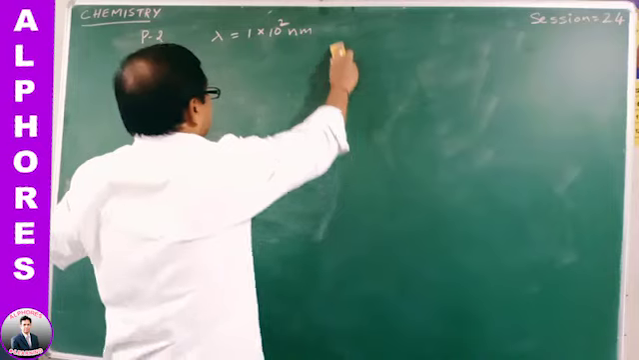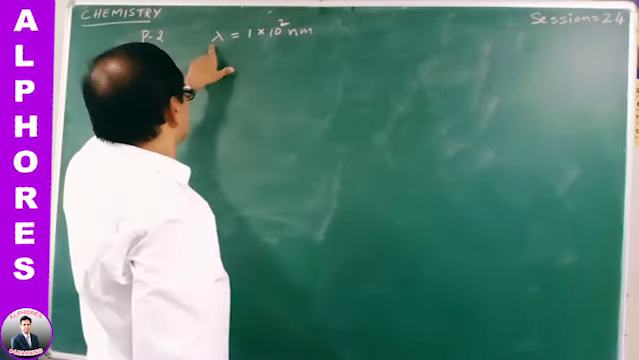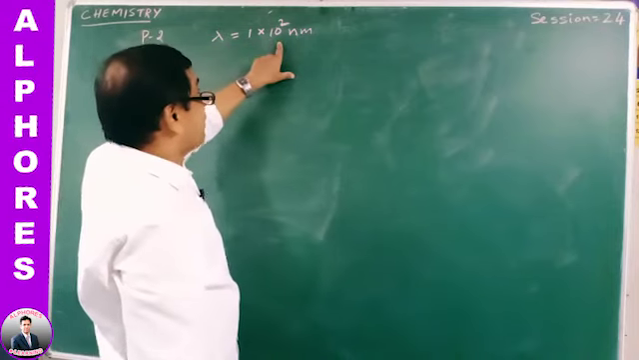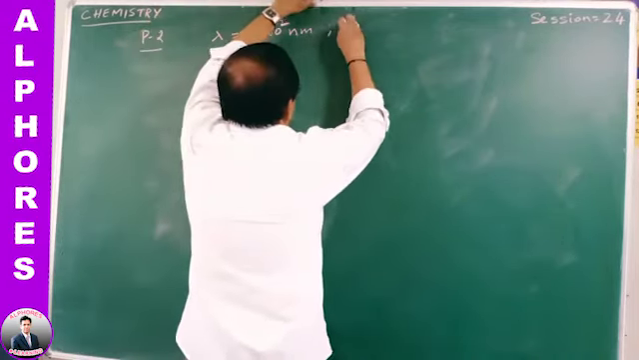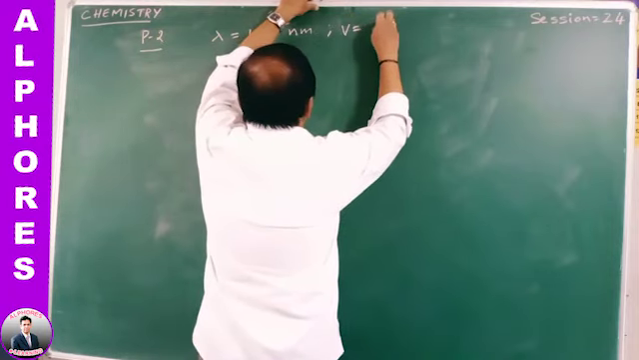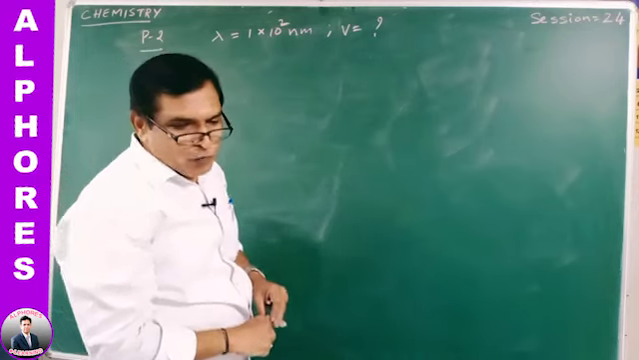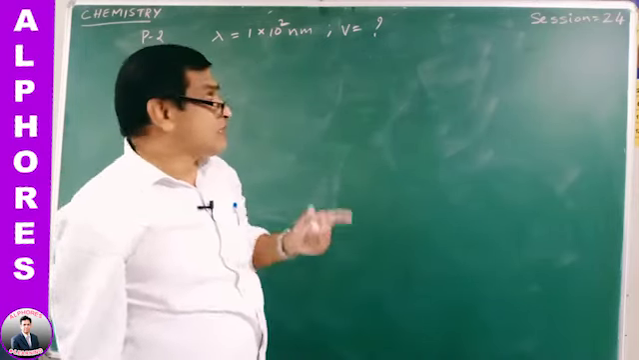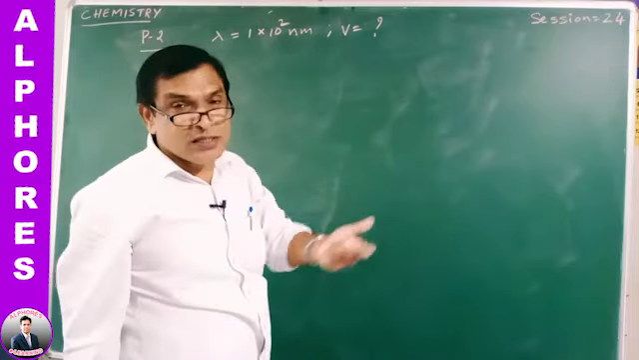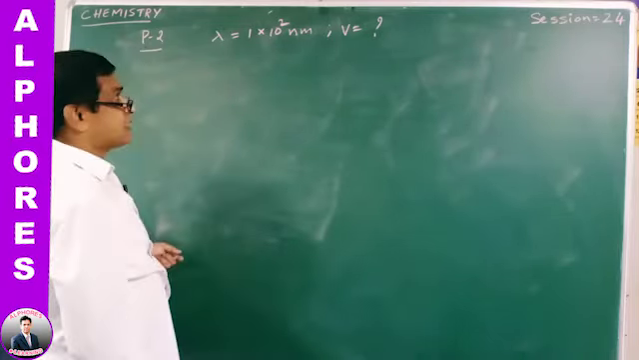Why do we require options? De Broglie's wavelength is given. We have to calculate the velocity of the electron. We have to find the velocity of the electron. What data is available? That much. All options are given in centimeters per second. Velocity is asked in centimeters per second.